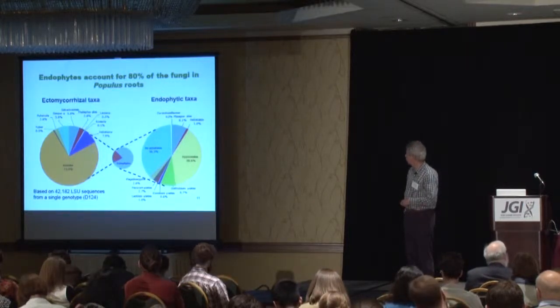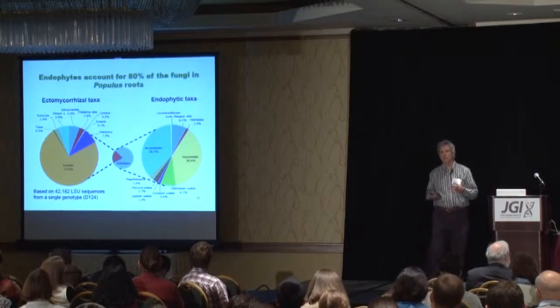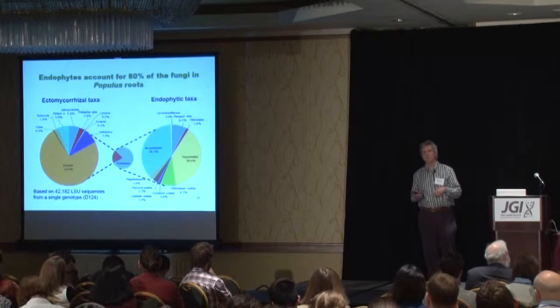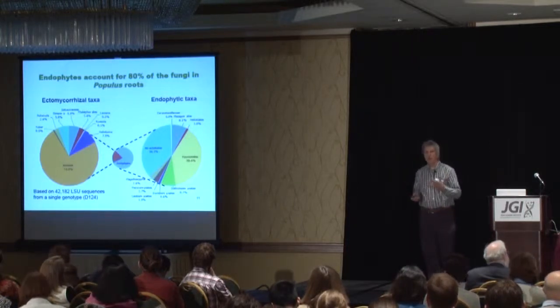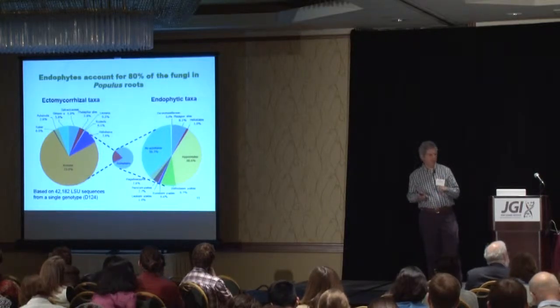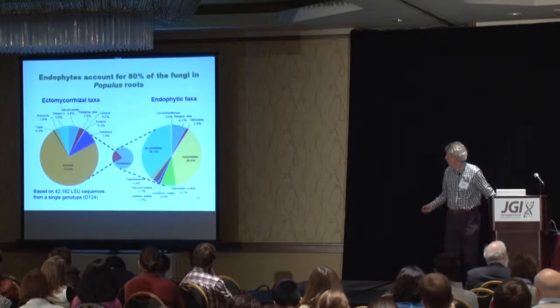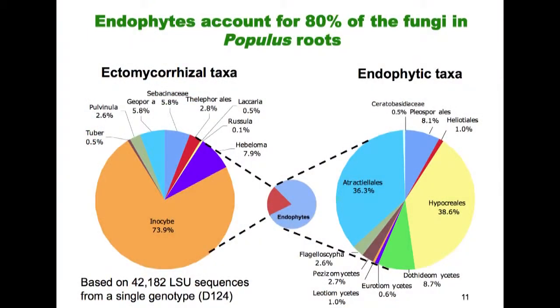We've also been detecting lots of this novel group here known as the Atractiellales. The Atractiellales are poorly known. There's just a few isolates known. In fact, most of the isolates that are known now are from Populus. And this appears to be a very common endophytic fungus within the Populus rhizosphere in particular. And then there's a host of ectomycorrhizal fungi present as well. But again, as I mentioned, we don't see them as frequently.